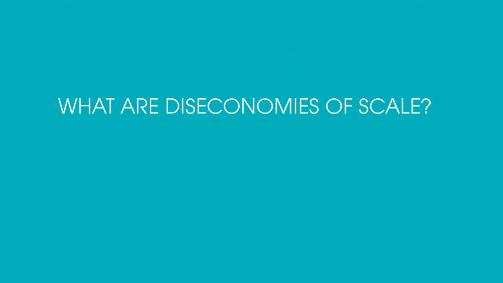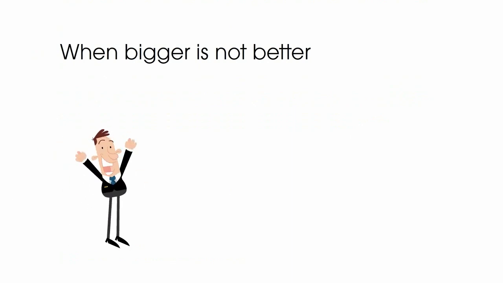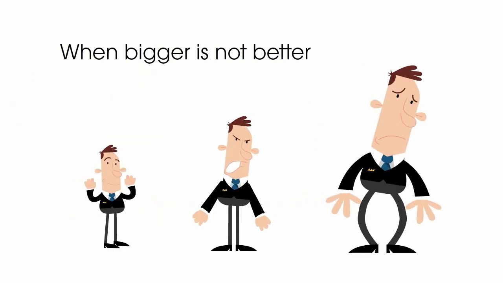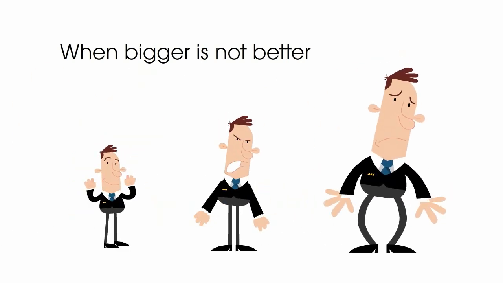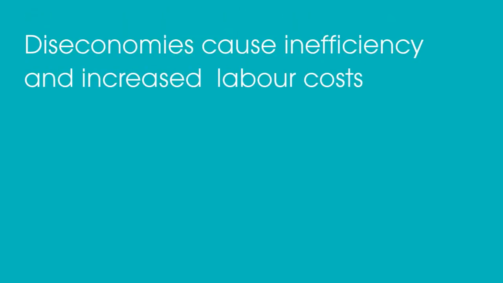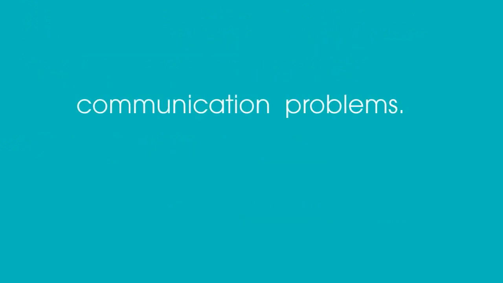What are diseconomies of scale? Too much of something can be a bad thing. As an organization gets bigger and bigger, the business becomes a bit cumbersome. Diseconomies cause inefficiency and increased unit labor costs. Particular diseconomies are to do with communication and coordination problems. Let's look at each of these two in turn. First of all then, communication problems.